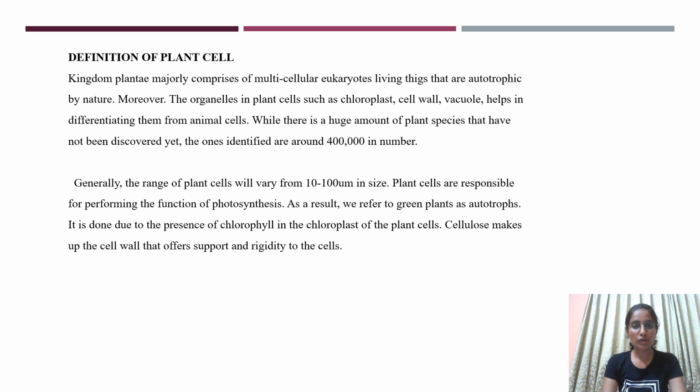While there is a huge amount of plant species that have not yet been discovered, the ones identified are around 4 lakh in number. Generally, the range of plant cells will vary from 10 to 100 micrometer in size. Plant cells are responsible for performing the function of photosynthesis. As a result, we refer to green plants as autotrophs. It is done due to the presence of chlorophyll in the chloroplast of the plant cells. Cellulose makes up the cell wall that offers support and rigidity to the cells.